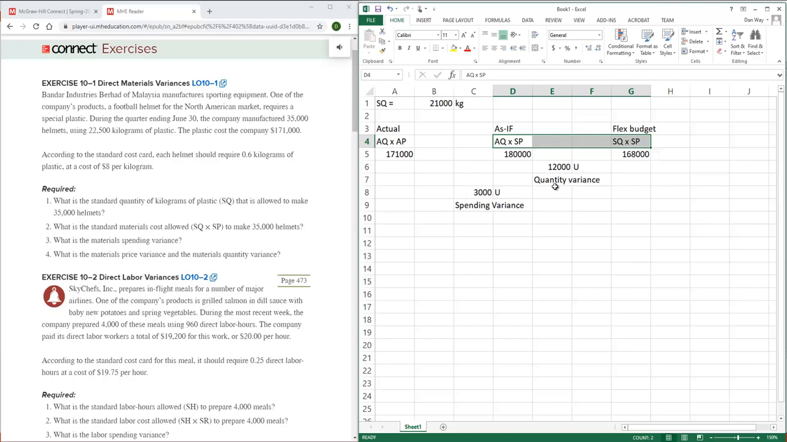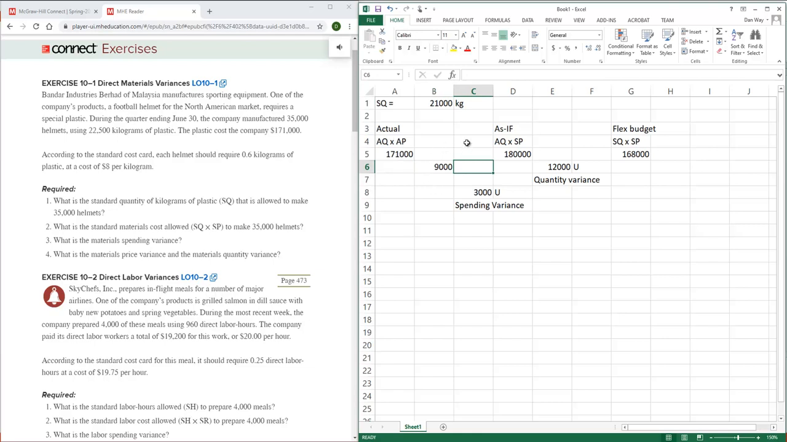Now, given that we have our quantity variance and our overall spending variance, we could find the price variance just by determining the other portion, if you will, of that higher level variance. But let's go ahead and use the numbers we've determined up here to make that calculation this time. So 180,000 in the as if minus 171 in the actual result means a $9,000 difference.